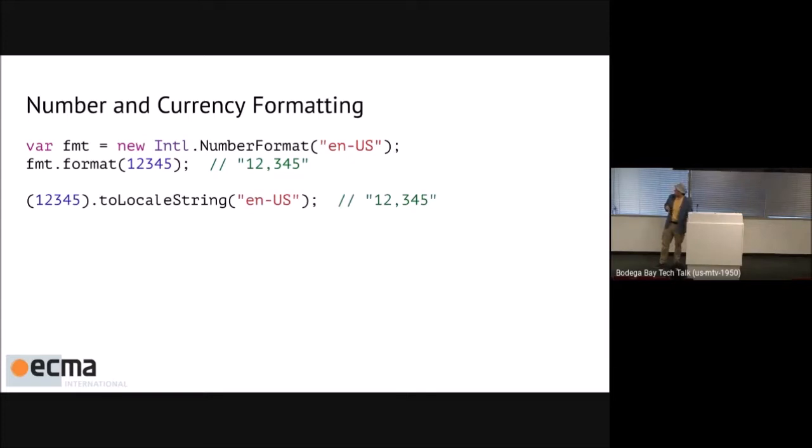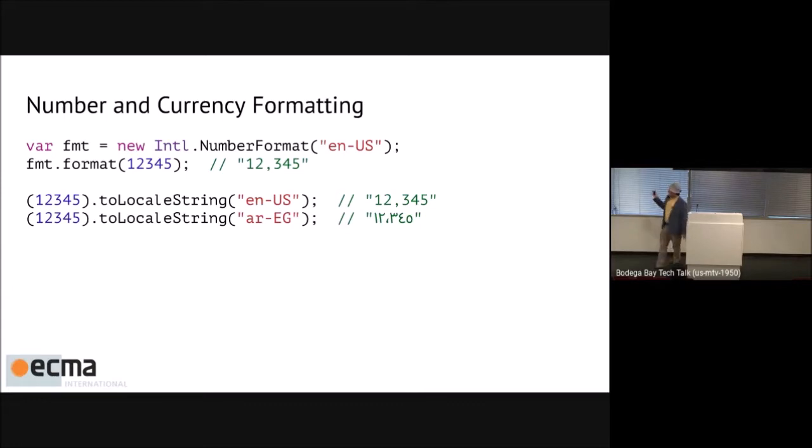This here is the toLocaleString function, and this is a more convenient way to do the same thing as previous. If you have a number and you say, give me the locale string, that's what we named the bindings that go into ECMA 402 from the number type. And this is just a more convenient way to do the same thing as the previous line.